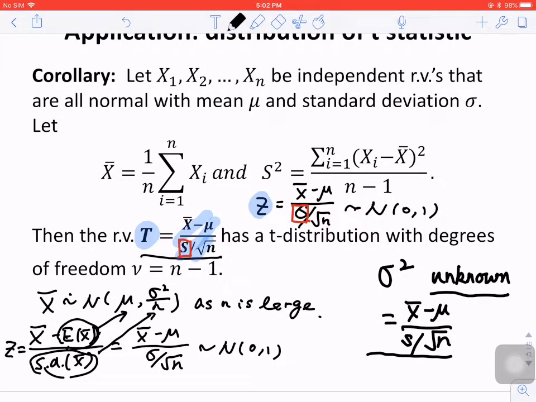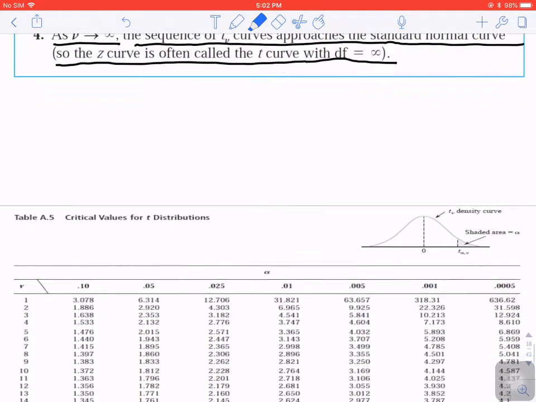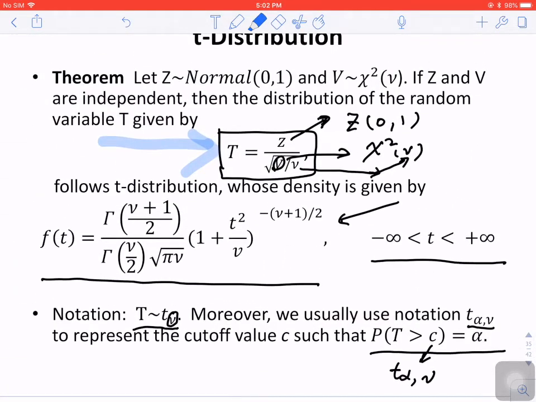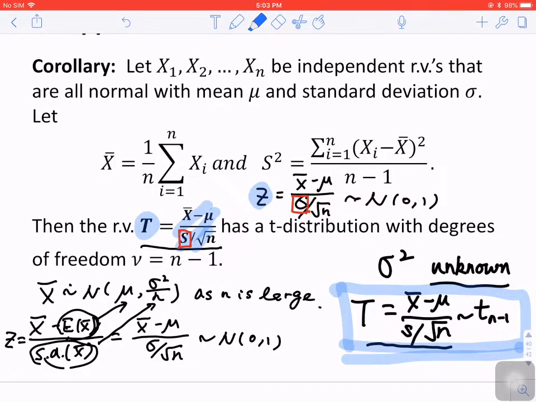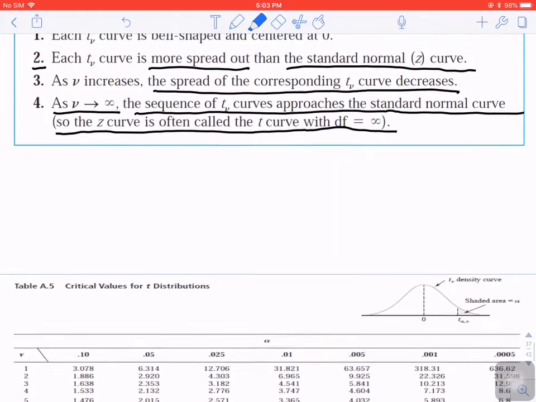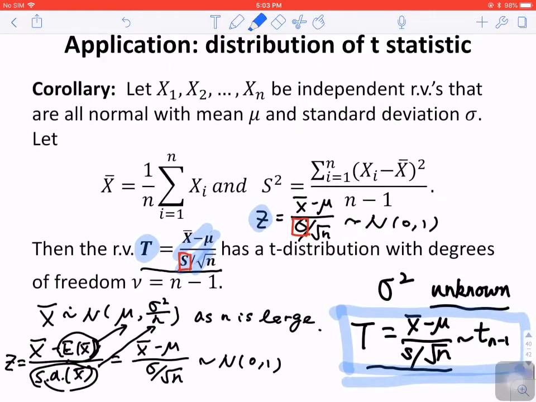So we're going to define this new distribution as t. This stuff follows a t distribution with degrees of freedom n minus 1. We're going to use this formula all the time for the following chapters, instead of the original definition. We're going to use this one more. All right, so let's go back to the curve and its application.